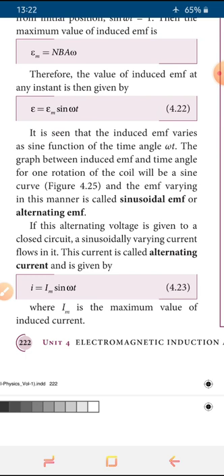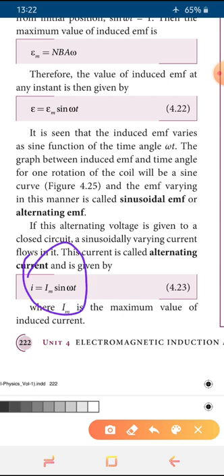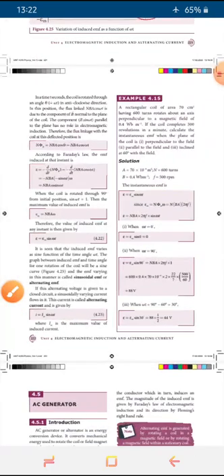And this alternating voltage, when given to a closed circuit, the varying current is called alternating current. We can give the formula like the EMF. For EMF we are giving in equation 4.22, epsilon is equal to epsilon naught sin omega t. So like that we can give the current value, I is equal to Im sin omega t. So this Im stands for the maximum value of induced current. So what is Im? It is nothing but the maximum value of induced current.